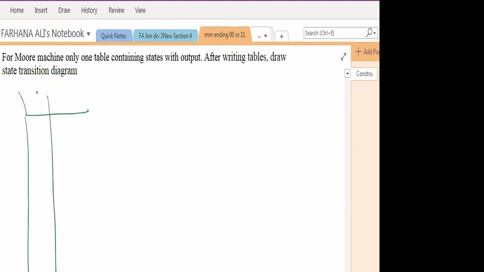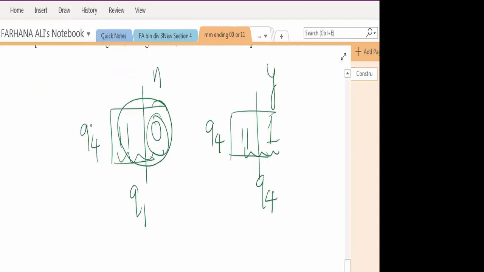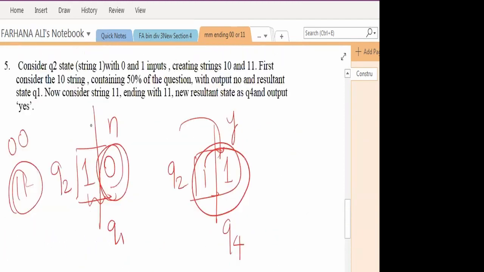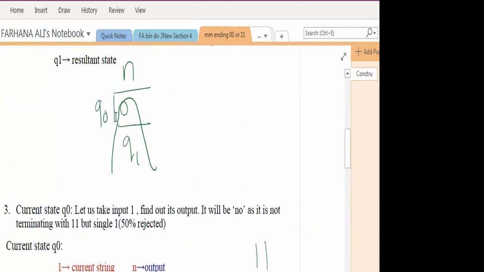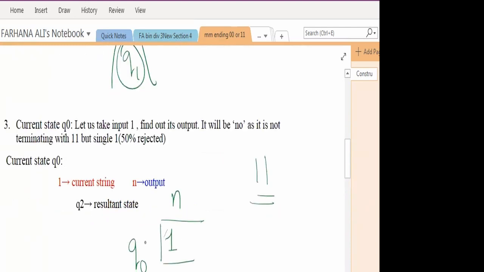We had to write down the input symbol along with the output symbol. We will start with Q0. What was the output generated by Q0? Nothing. So Q0 on 0, where is it going? Q0 on 0 was going to Q1 state with the output low. Now Q0 on 1 was going to Q2 with the output low.